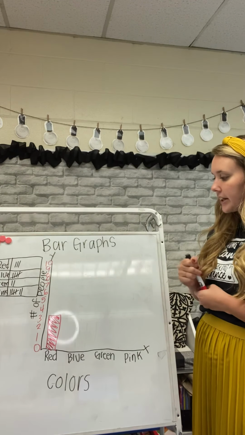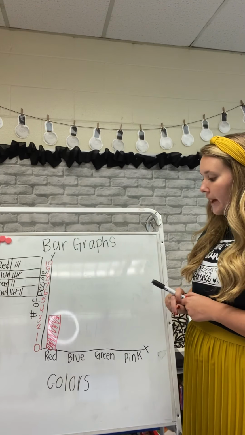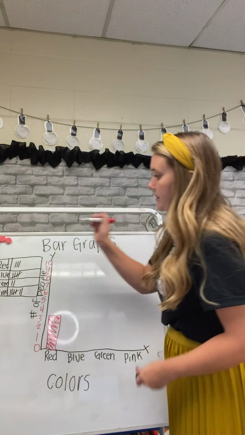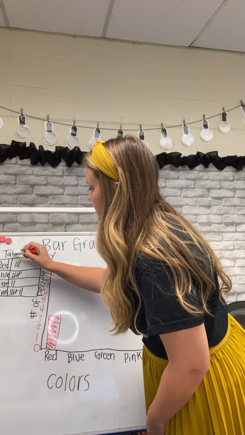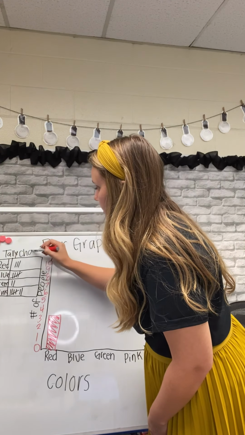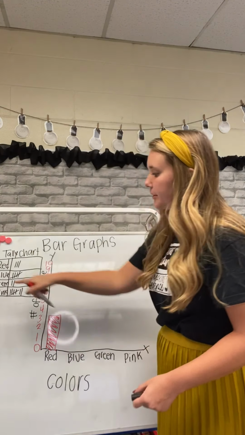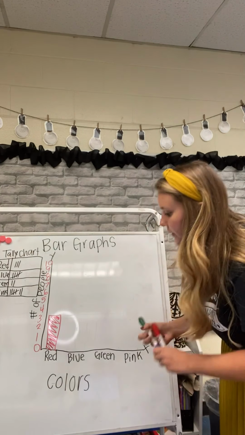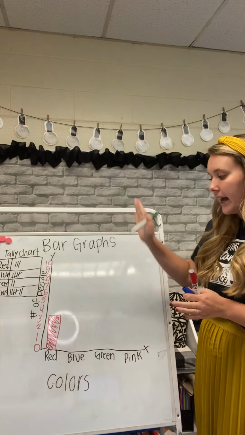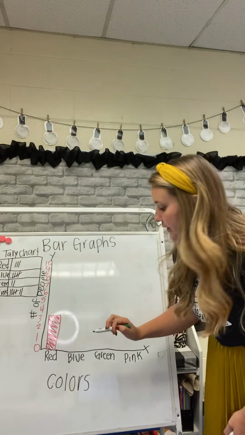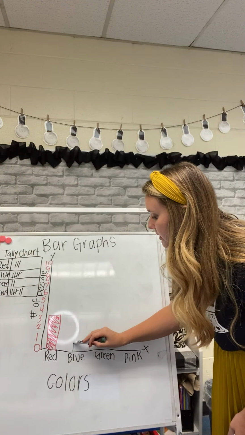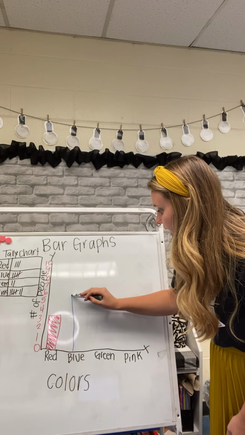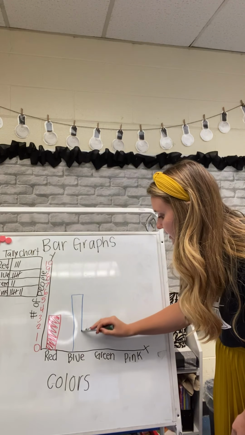Now we're going to work on the color blue. Let's go back to our tally chart. This is our tally chart to see how many people like the color blue. And it says that we have 5 friends who like the color blue. So that means we're going to go up a little bit higher this time, all the way up to the color blue. So we're going up to 5, coming down and across.